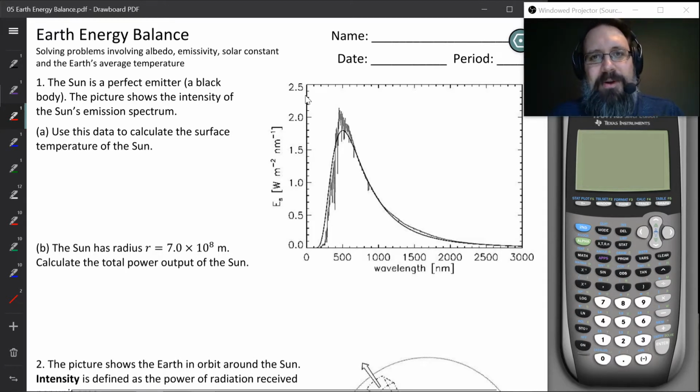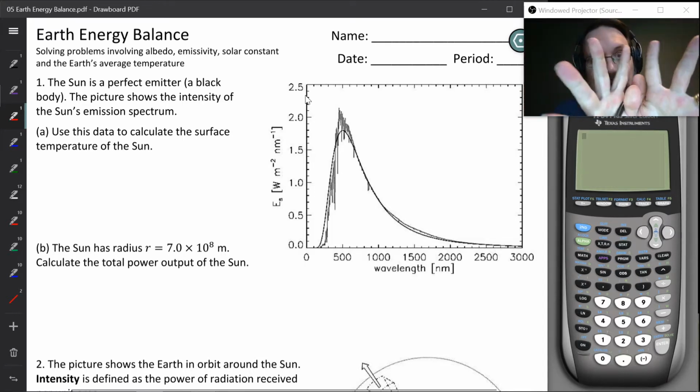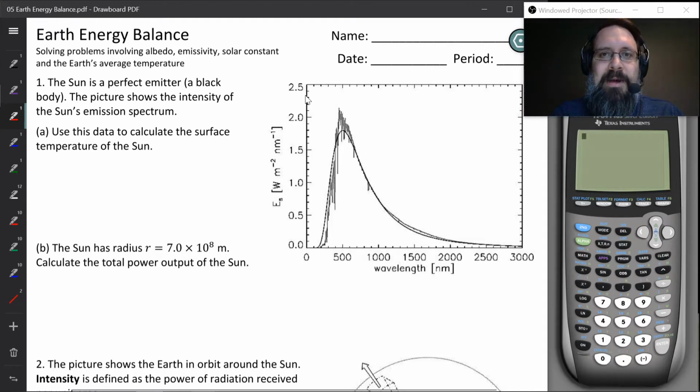I'm here today with my IB SL Year 2 students, and we're going to be talking about the Earth energy balance. This is more related to the idea of how much energy is coming into the Earth and how much energy the Earth itself radiates, because we talked in our last lesson about how objects that have a temperature radiate energy.